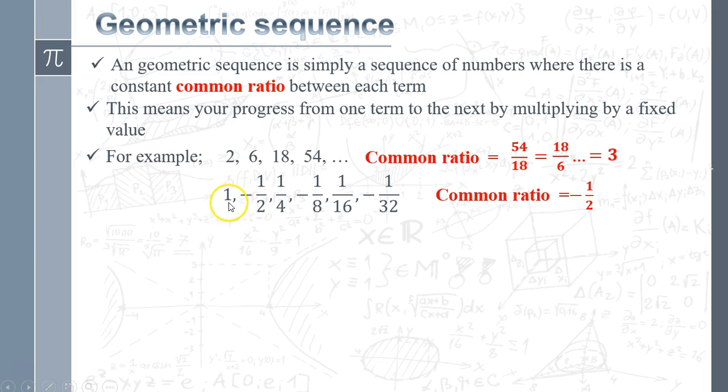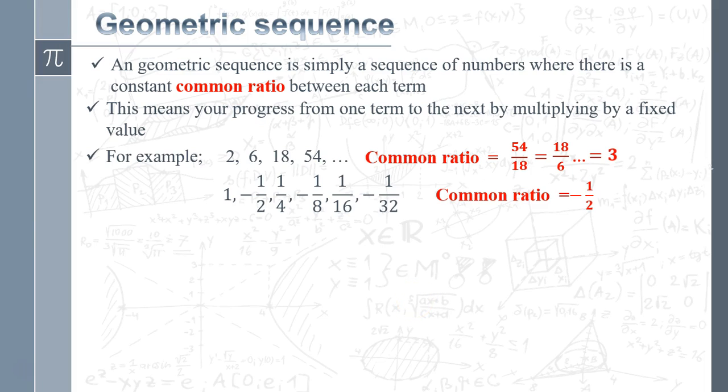If I go from 1 times by minus 1/2, I get there, times by minus 1/2 brings back a positive, times by minus 1/2 takes back to a negative, and so on and so forth. So you sometimes see these geometric series that have flipping positive and negative signs. And when that happens, it's because we've got a common ratio that's a negative value.